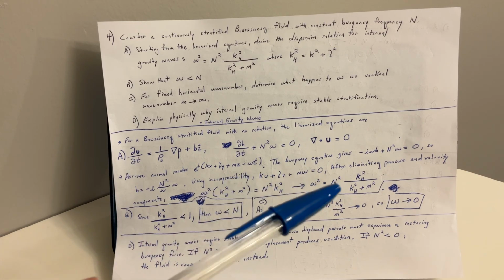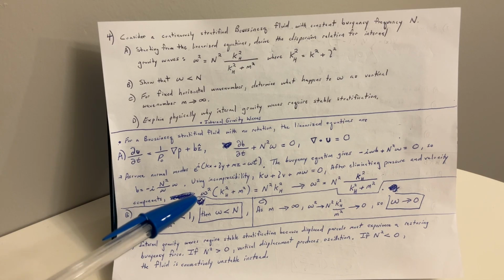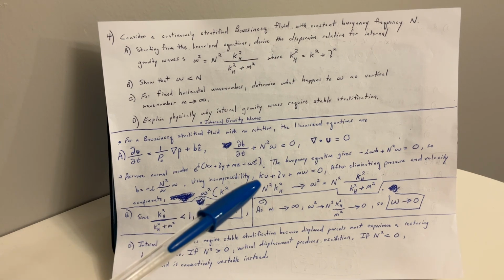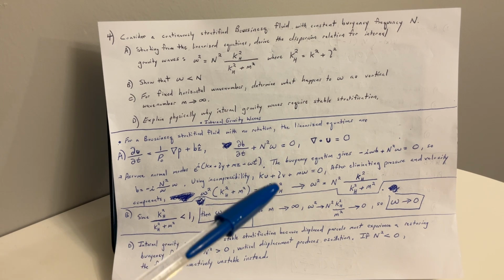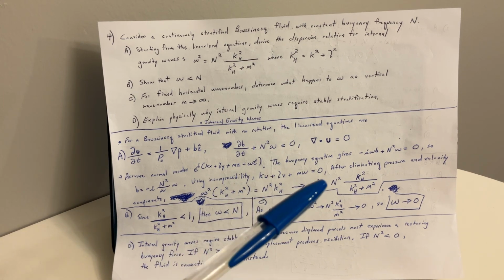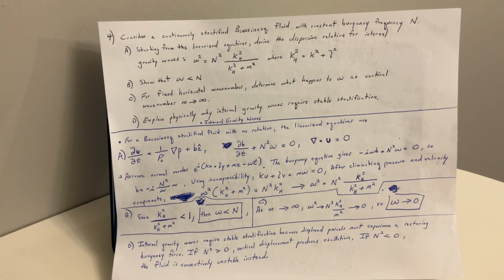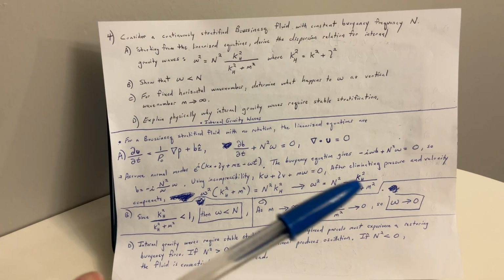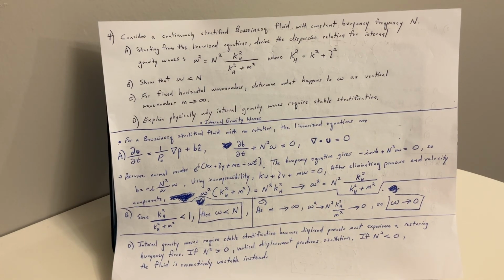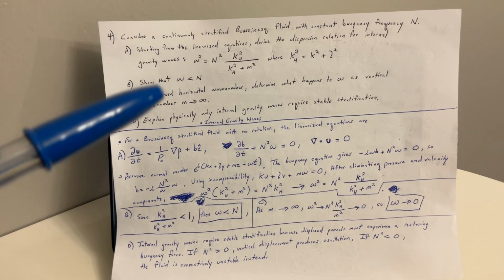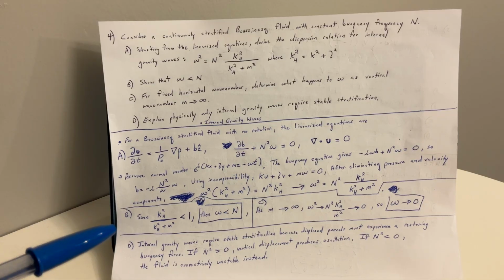After eliminating pressure and velocity components, we wind up getting omega squared times the quantity k sub h squared plus m squared is N squared k sub h squared. So omega squared equals N squared times k sub h squared over k sub h squared plus m squared. It matches what we originally wanted to get. And now we want to show that omega is less than N.